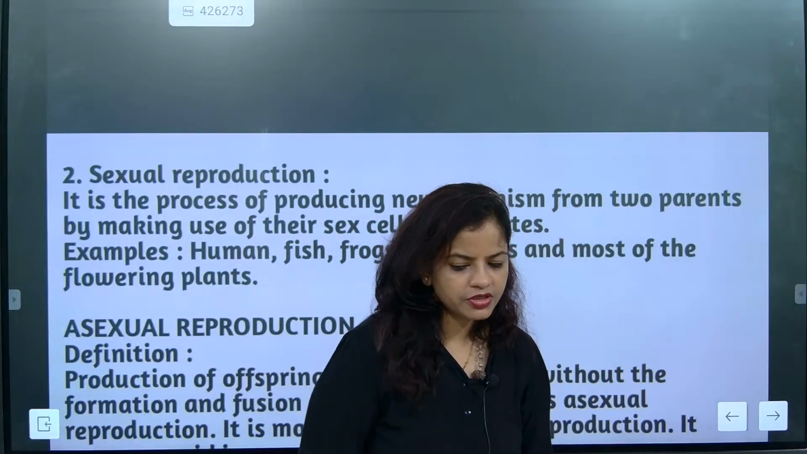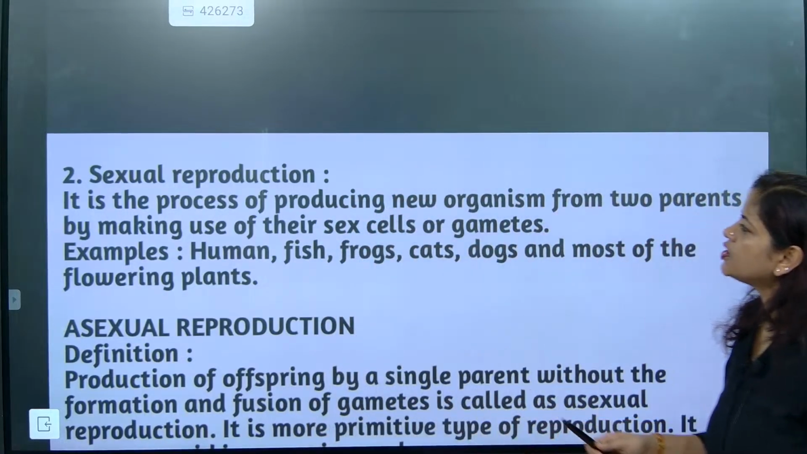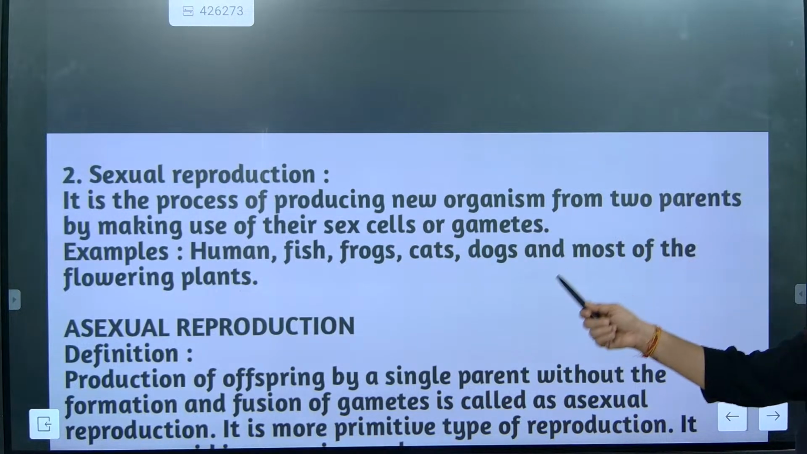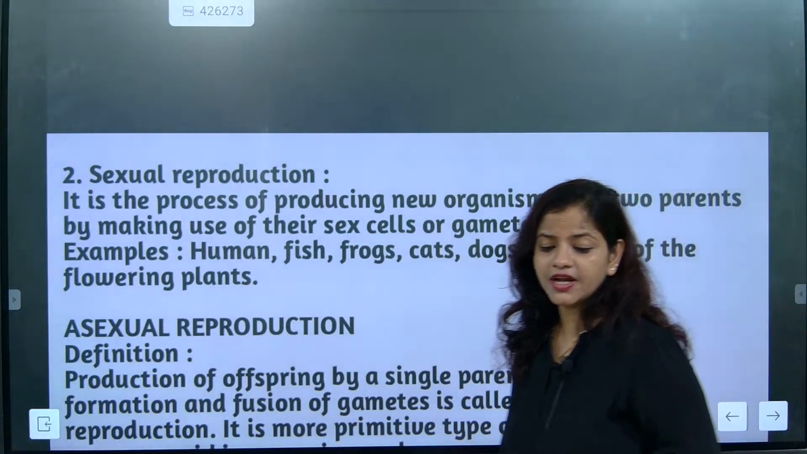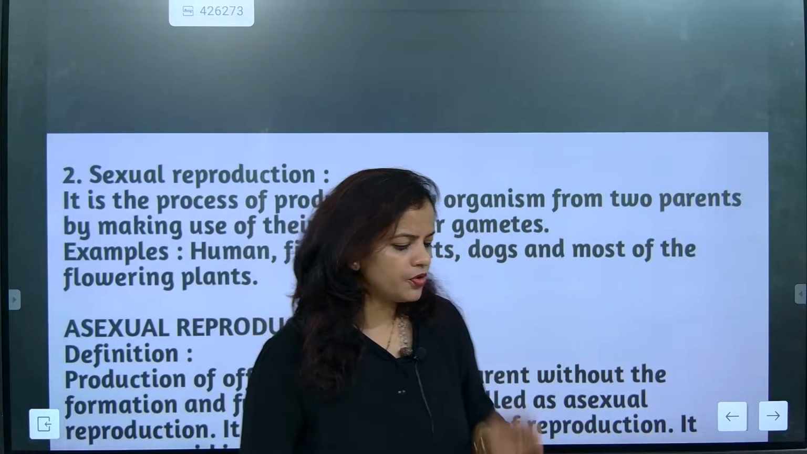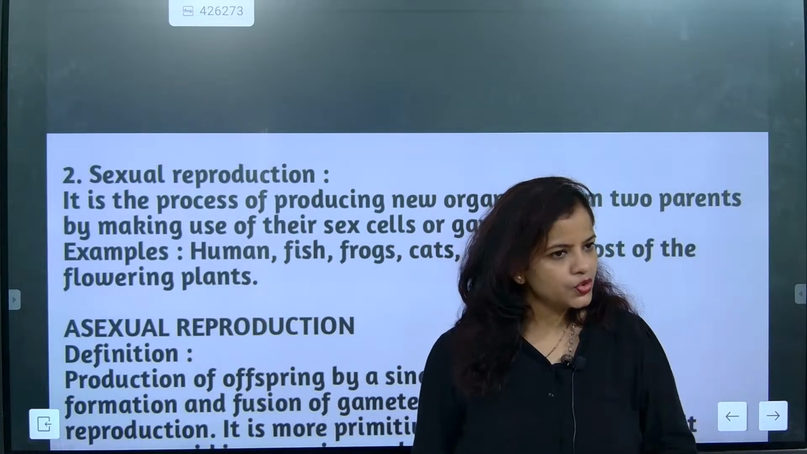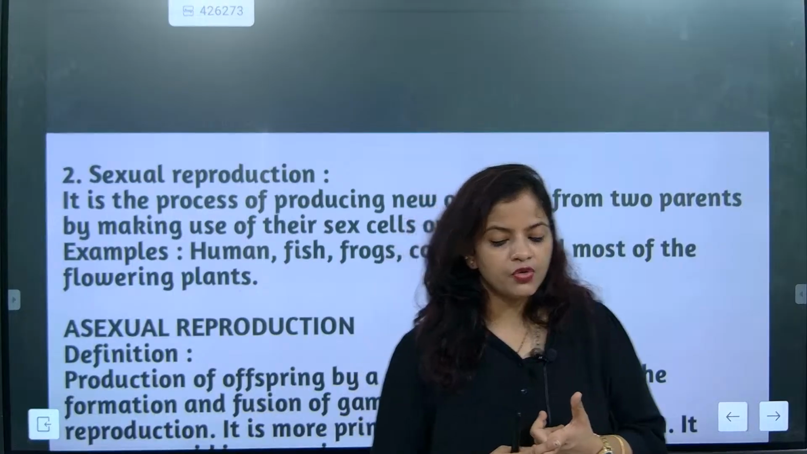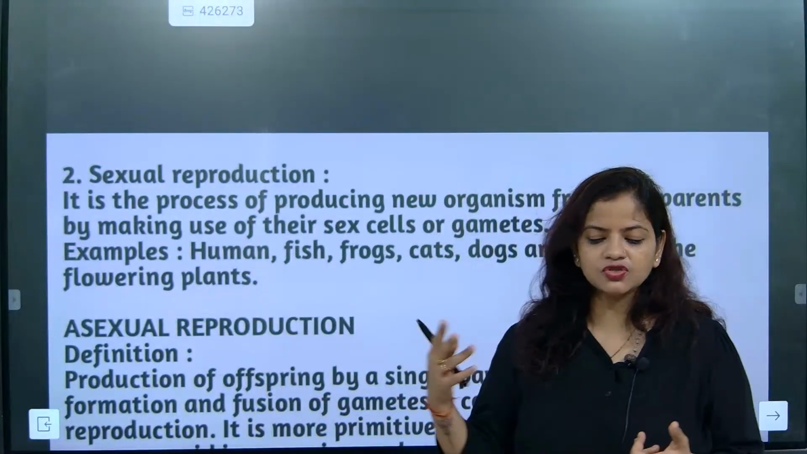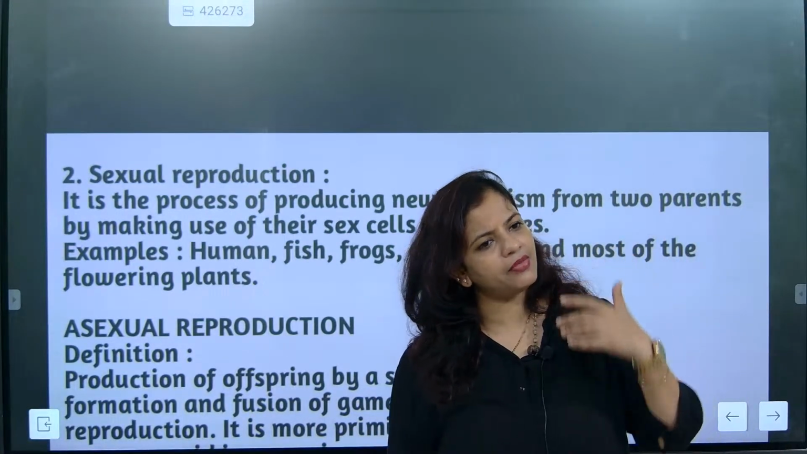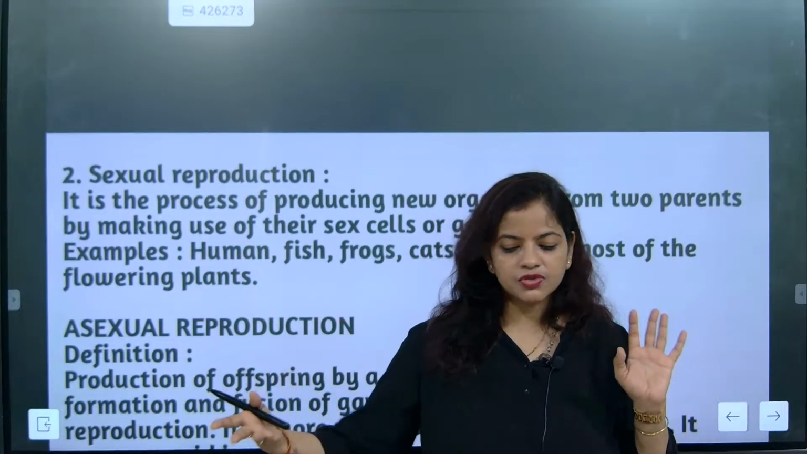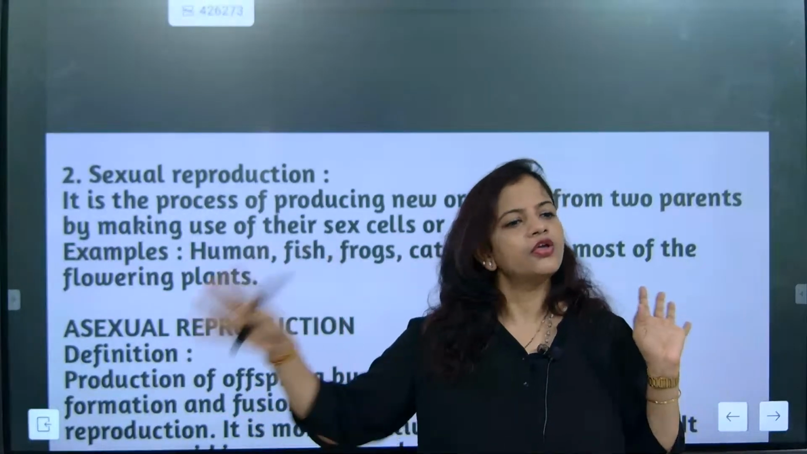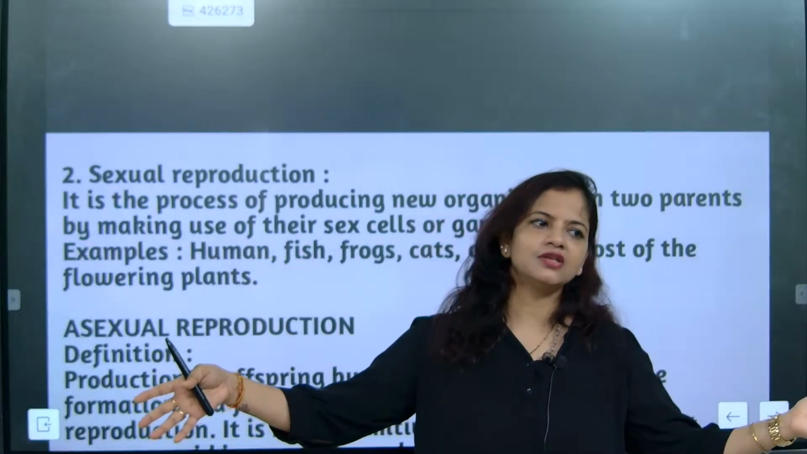Sexual reproduction. Now, the process of producing a new organism from two parents by making use of their gametes is considered what, beta? Sexual reproduction. Now human, frog, fish, cat. Generally we are speaking about mammals or multicellular organisms. Understood? So we categorize them as unicellular organisms and multicellular organisms.